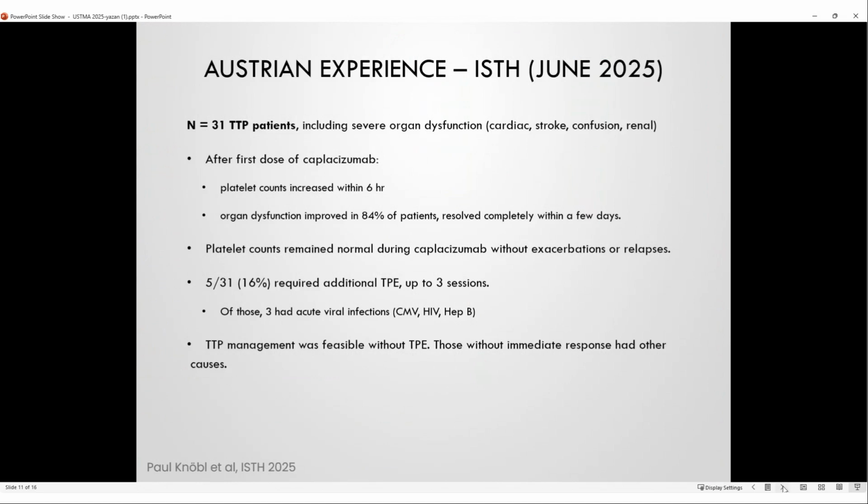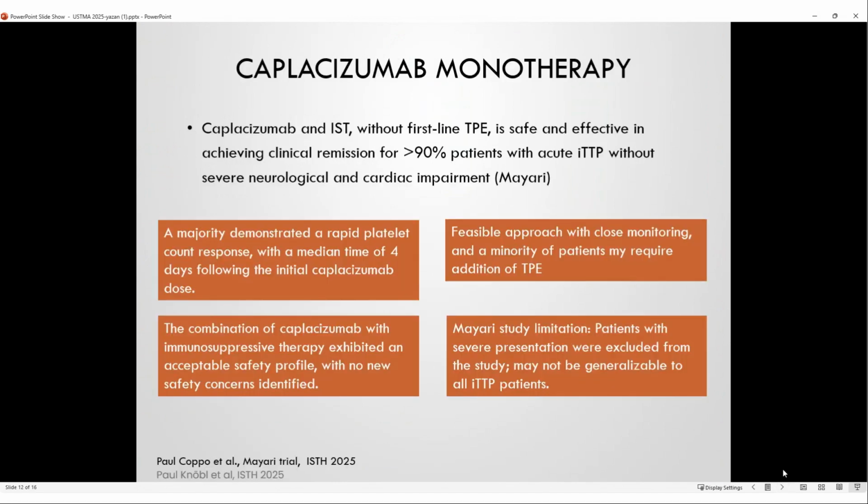So taken together, these two updates from ISTH provide us with an additional large body of evidence that demonstrates that caplacizumab and immunosuppression without plasma exchange is a safe and effective treatment in achieving clinical remission for the majority of patients with immune TTP, and particularly those who do not have severe neurologic and cardiac impairments as demonstrated by the randomized controlled trial.